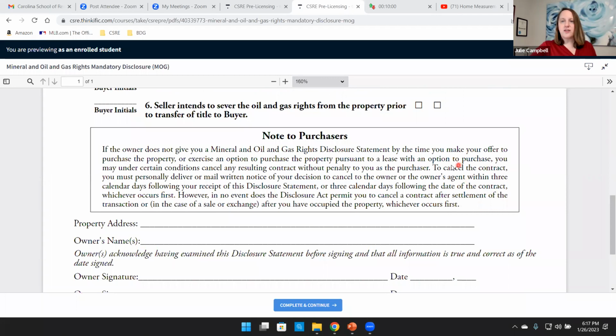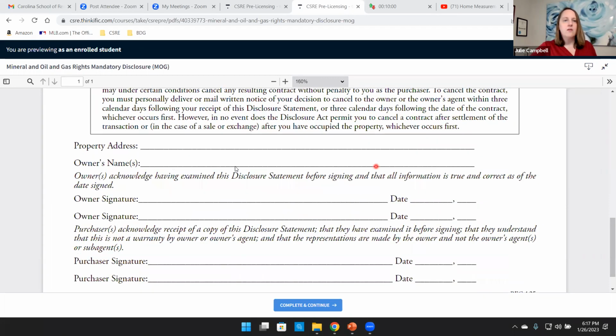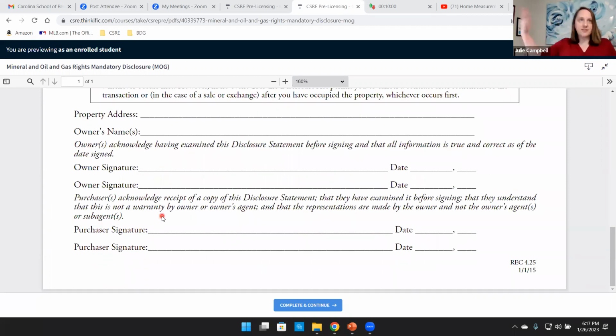Note to purchasers, again, just talking about their right to cancel if they don't receive this form. Property address, owner name, the owner signs it, they complete it, they sign it, seller disclosure. We load it in the MLS, and when the buyer's ready to make an offer, they can sign it, send it in with the offer.